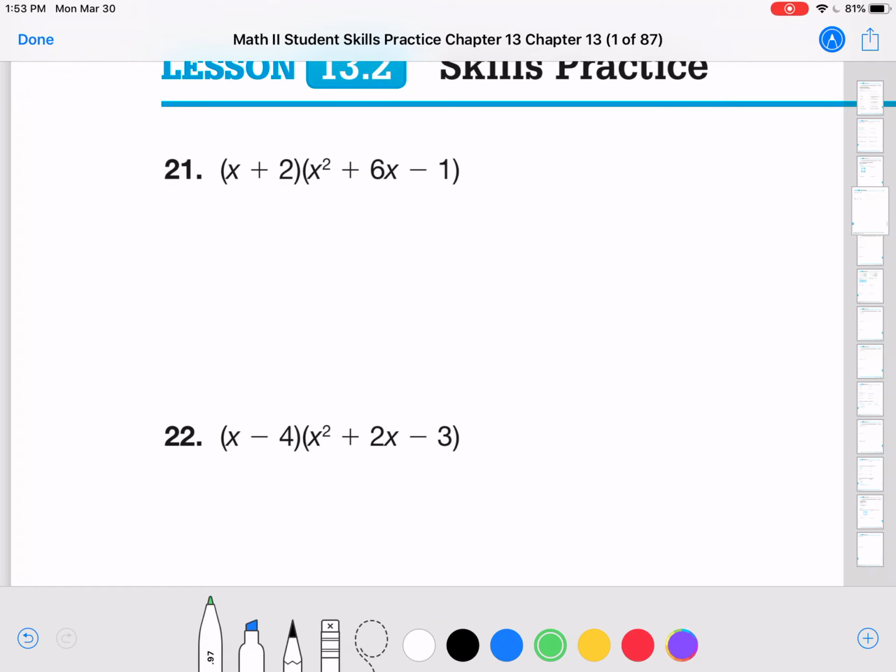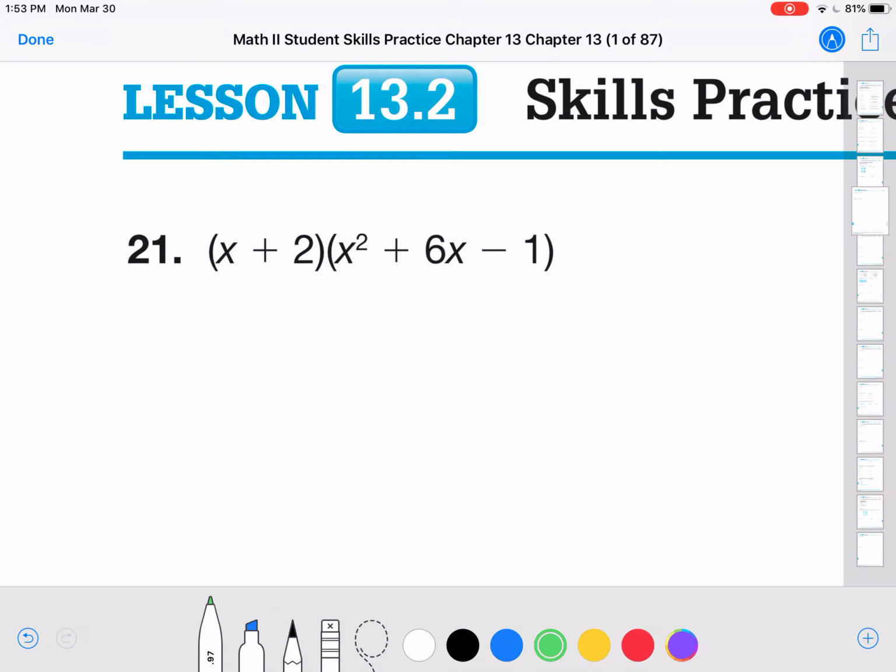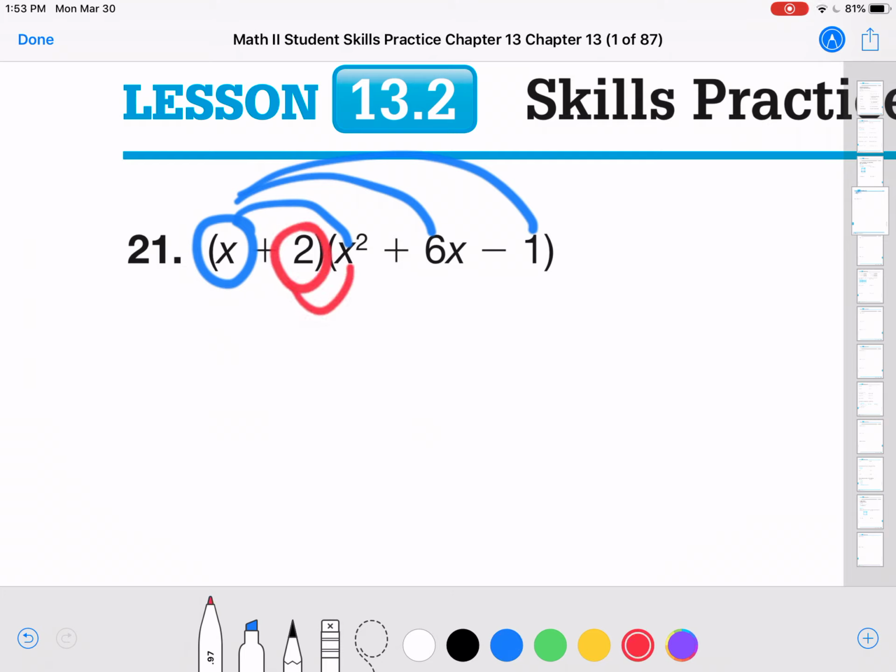Number 21. I'm going to show you how to do this with the distributive property. FOIL works best when you have two terms and then another two terms. Here we have two terms and then a trinomial, so three terms. Let me show you how to distribute for this one. The first term is x. It's going to get multiplied 1, 2, 3 times. The second term is 2. It's going to get multiplied 1, 2, 3 times. So we're going to have a total of 6 things when we multiply, and then we combine.